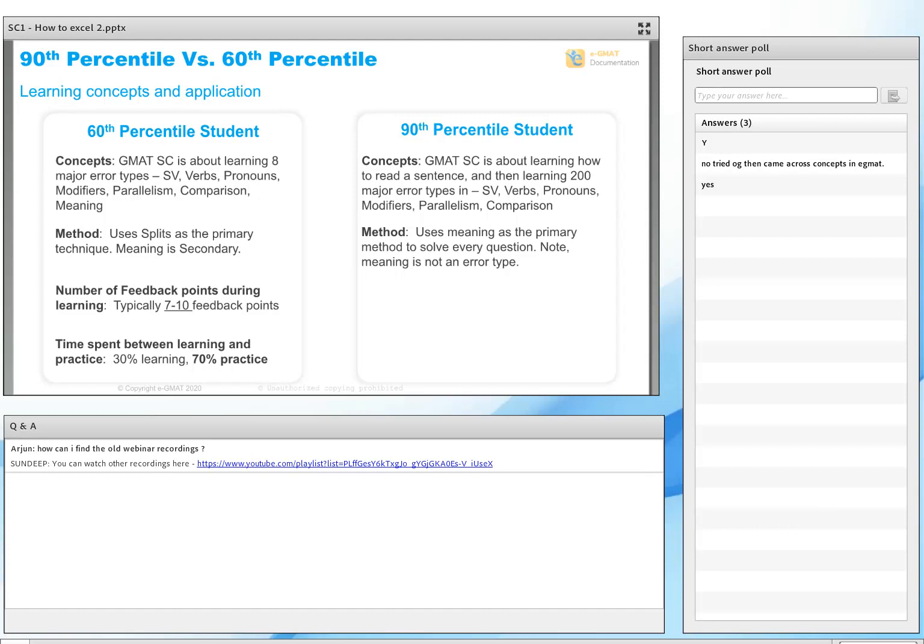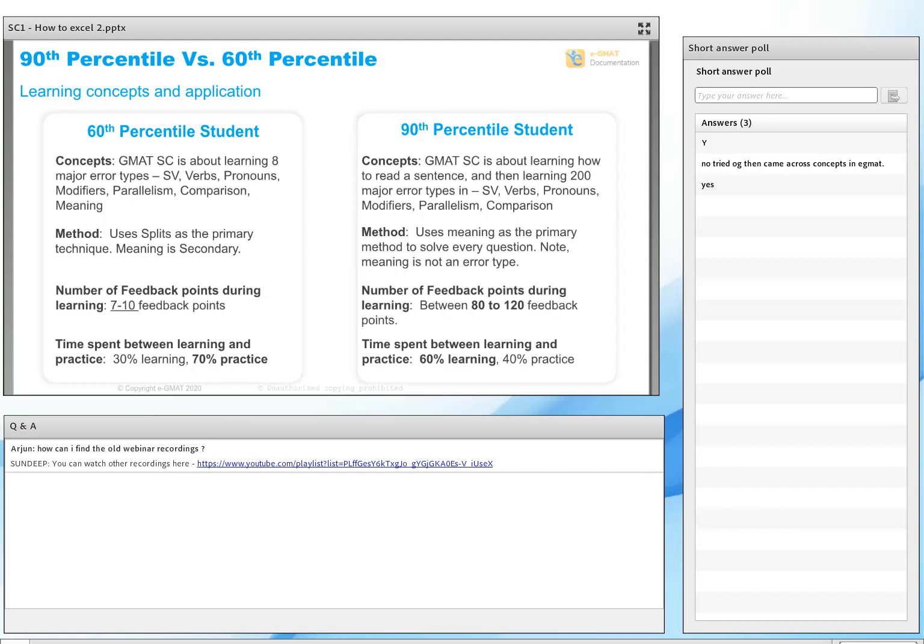A 90th percentile student actually goes a lot more slowly. He or she thinks about GMAT SC as these 200 sentence structures, which have these error types in them, but it's primarily about sentence structure. And because it's primarily about sentence structure, you end up using meaning as the core method. He or she doesn't look at splits. He or she says, what is it that the author intends to communicate? And then let's look at the most effective way of communicating that meaning. That student looks at a lot more feedback points. Why? Because that feedback tells him or her which sentence structures come naturally and which ones need more reinforcement and revision. And for them, as I said, stage one is where they spend a majority of their time. Because they master stage one well, they don't need as much practice in stage two. Okay.